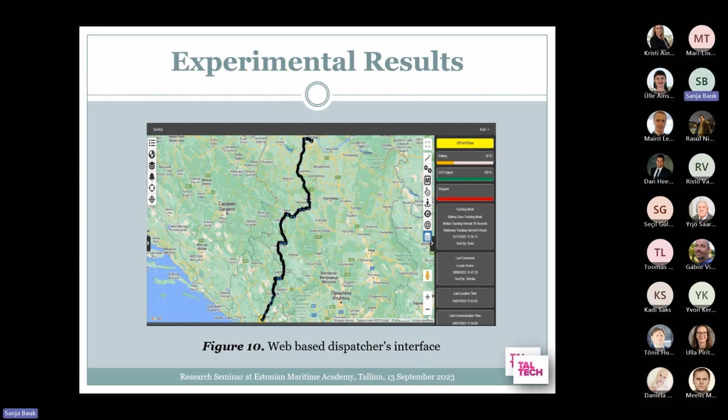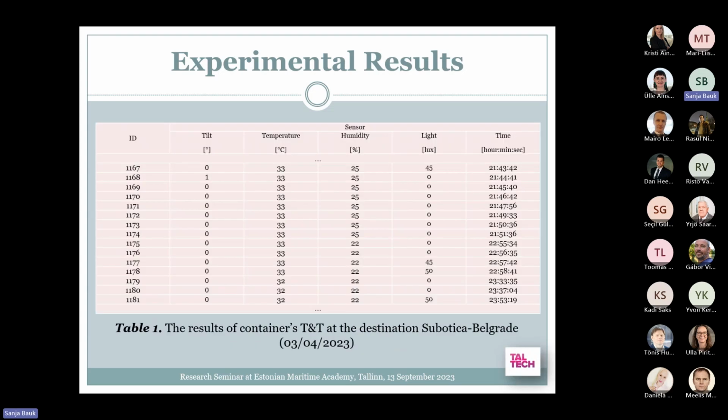The user's interface is web-based, so this is, let's say, a secure web-based application, and the dispatcher can follow the trajectory of the vehicle on which we load this container. Firstly, we did it from Subotica to Belgrade, and then from Belgrade to Port of Bar, because our intention was to test it in road and rail transportation, and later I will say a little bit more about that. But the system is functioning.